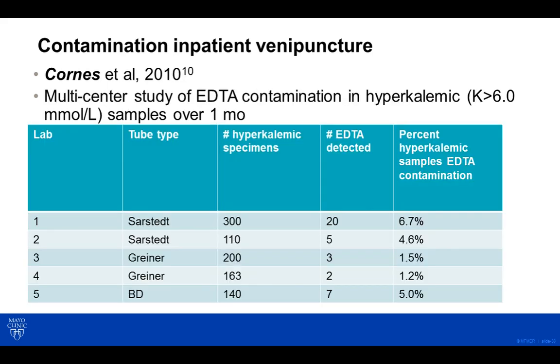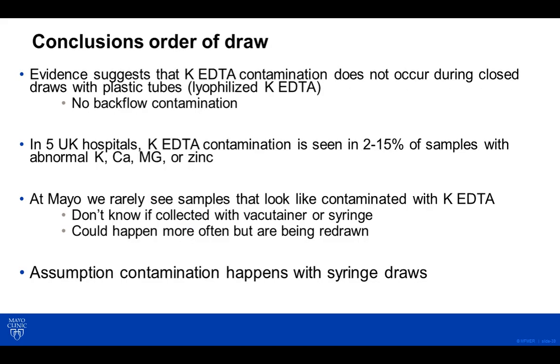Here's another study from multiple hospitals in the UK, and they studied all specimens with high potassium over 6. You can see that anywhere between 1 and 7% of specimens with high potassium had EDTA detected. So again, they suggested that EDTA contamination from order of draw in a syringe collection was not common, because you're only selecting high potassiums. Those are not common themselves, but it does happen somewhat routinely.